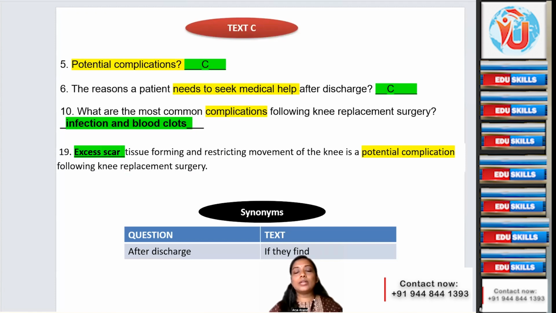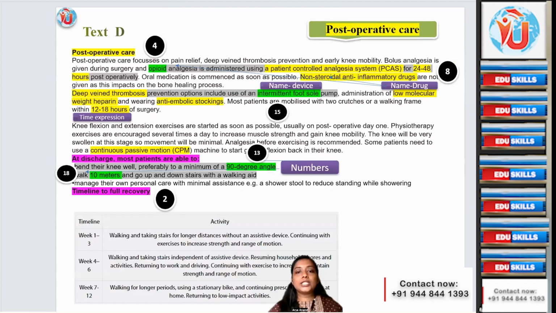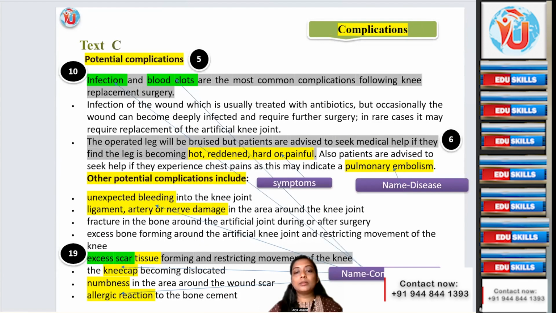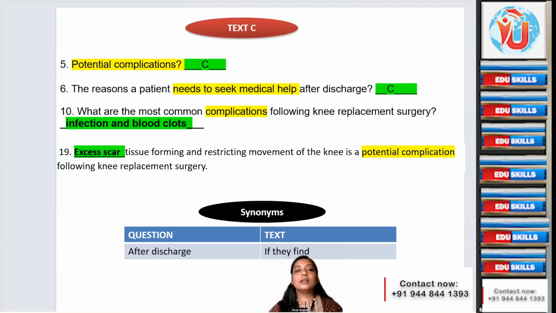So this is a doubt, I think, for many of them. So see here, in the text D, they have mentioned at discharge, most of the patients are able to do whatever they can do. But in text C, in the complication, see here, the operated leg will be bruised, but patients are advised to seek medical help if they find the leg is becoming hot, red, and hard or painful. And in the question, they have asked the reason a patient needs to seek medical help after discharge. So when will the patient seek medical help after discharge? If some complication happens, right?